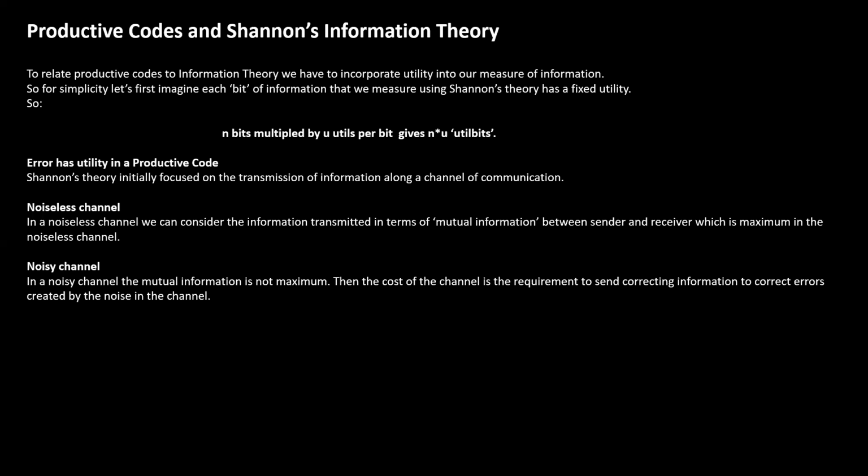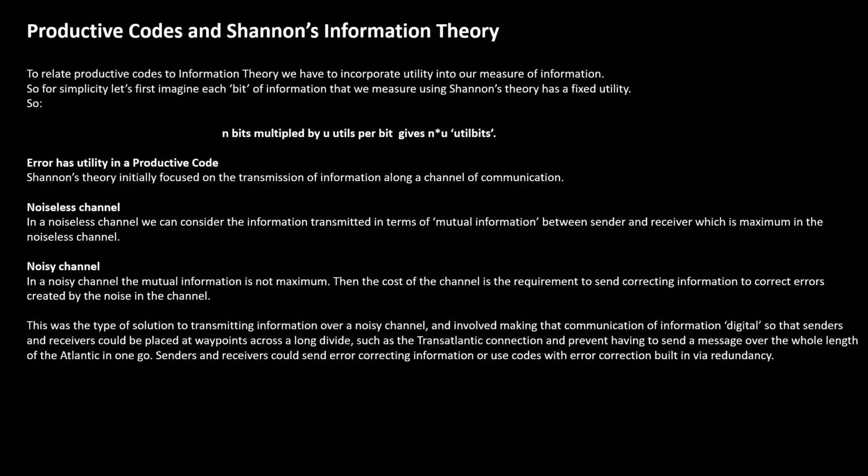And then the cost of that to transmitting information is the requirement to send additional correction information to correct errors created by the noise in the channel. This was the kind of solution that Shannon developed for transmitting information over long distances, like the transatlantic cable. He realized that you could digitize that process and then have senders and receivers along the way sending error correcting information, or have error correction built in. And that way you could solve this problem of noise in a channel.